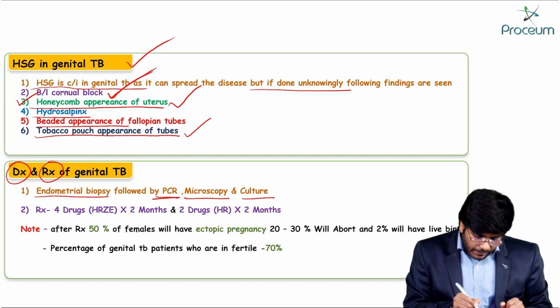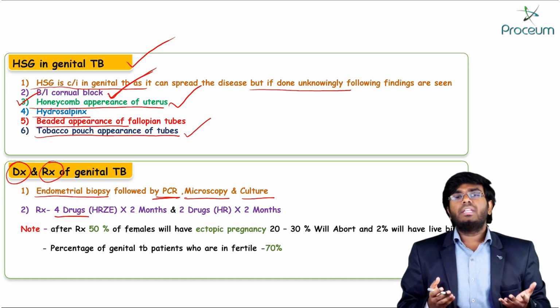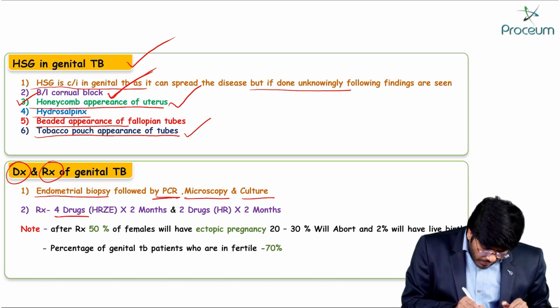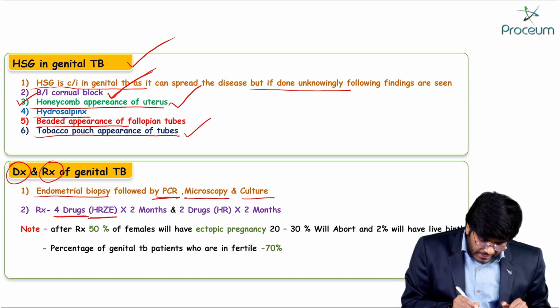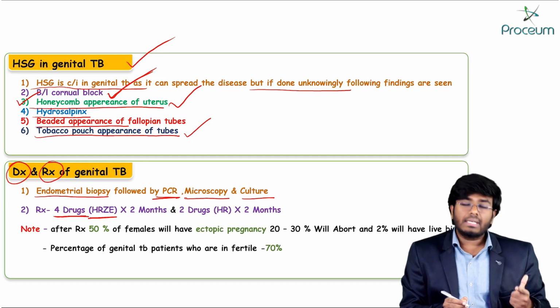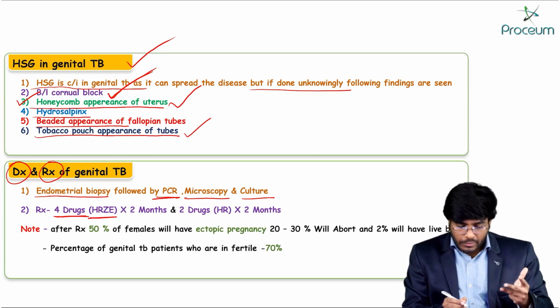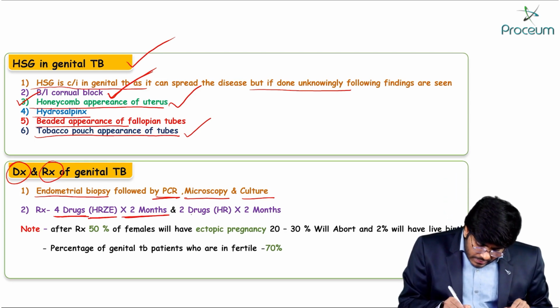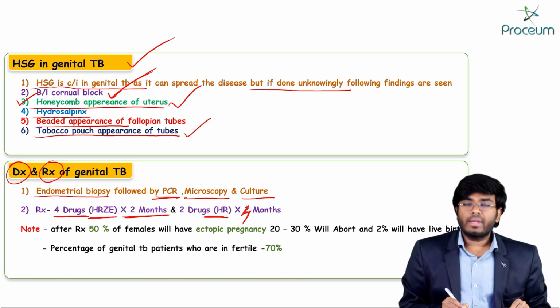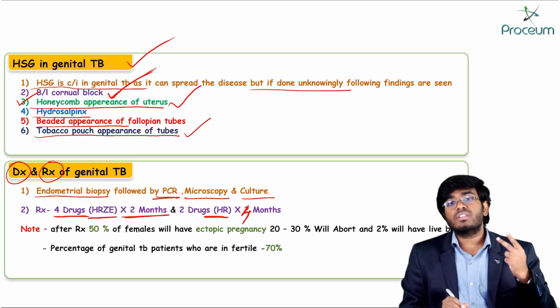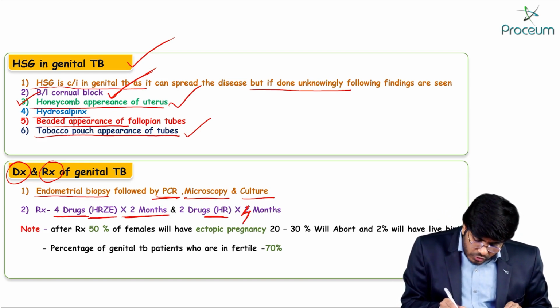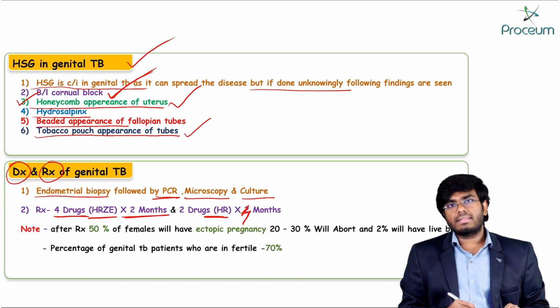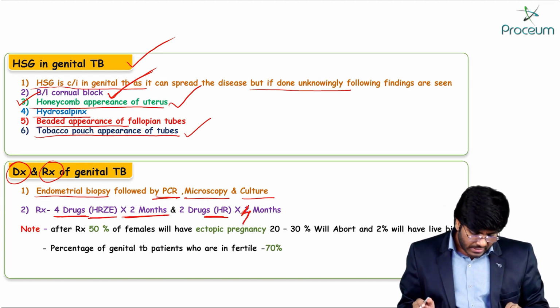Treatment is anti-tubercular drugs. The four drugs, HRZE: isoniazid, rifampicin, pyrazinamide and ethambutol, should be given for 2 months, and the other 2 drugs should be given for 4 months. The 4 drugs for the first 2 months and the 2 drugs for the 4 months. So this is the treatment.